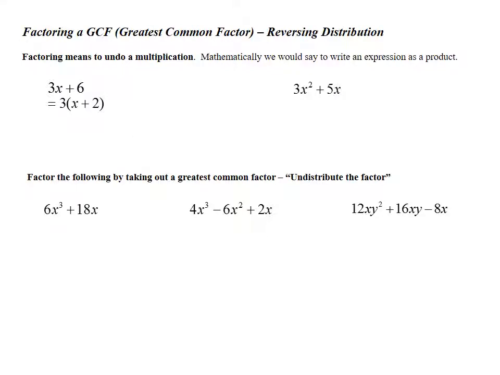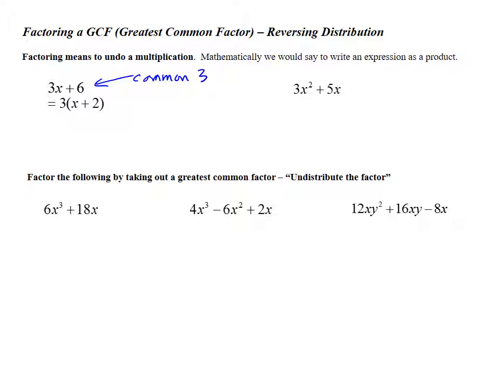Let's start with the most basic type of factoring, and that's looking for a greatest common factor, or basically reversing or undoing distribution. So remember, factoring means to undo some kind of multiplication. To undo a distribution, we're going to look for something that was common in all of the terms, because that was originally distributed through. So in the example from earlier, we had 3x plus 6. If you look at both of those terms, they both have a common factor of 3. A 3 would divide in evenly to both of those terms.